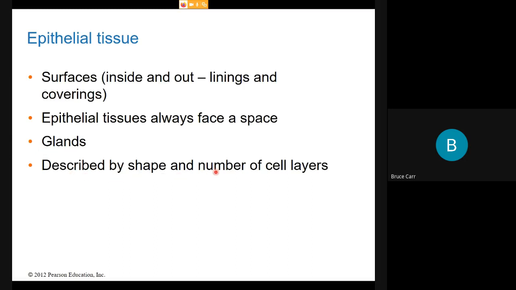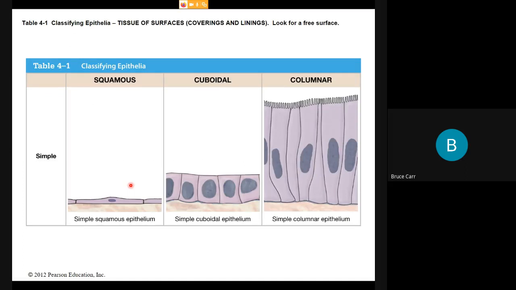Epithelial tissue is going to be described by a formula, by the shape and by the number of cell layers. Here is what is called simple epithelial tissue, because there's only one cell layer. When they draw it this way, this pink base here is the basement membrane. That's connective tissue, typically areolar tissue. And here above, where there is just a white space, that is the space, the opening. This is forming a surface.